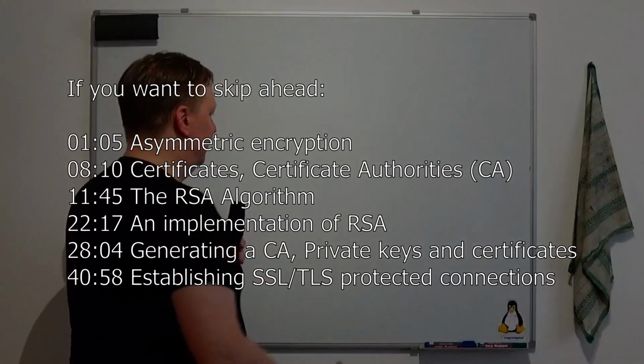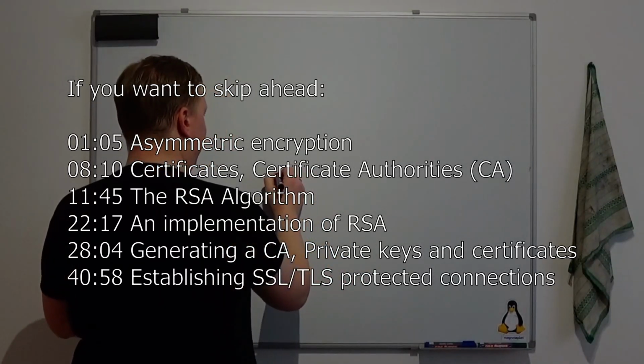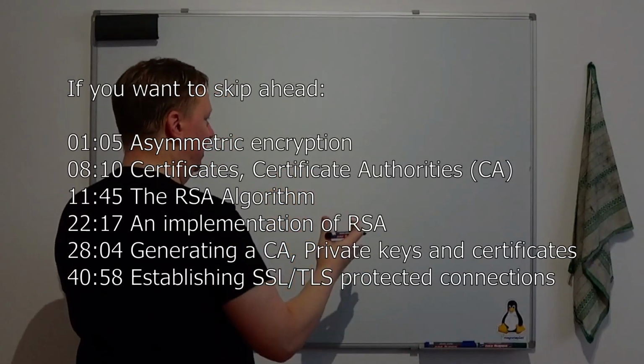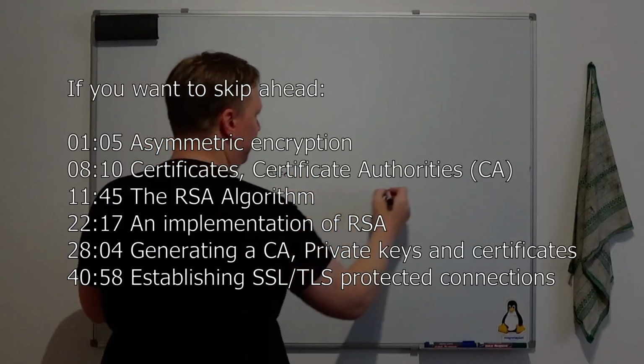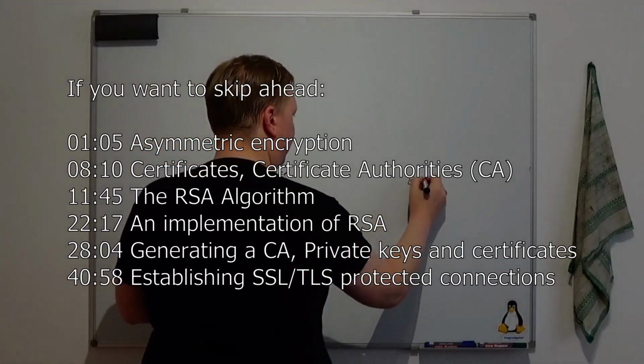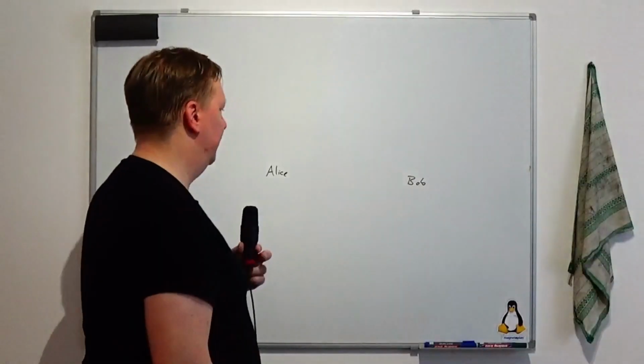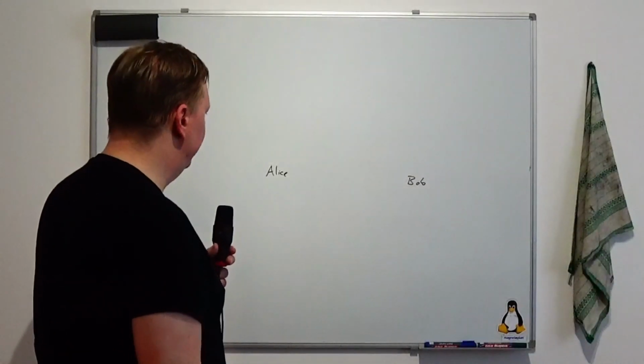Okay, so let's start. Let's say we have two people who want to communicate with each other in some way. In literature, they are called Alice because of the A and Bob because of the B. Okay, Alice and Bob want to communicate with each other.